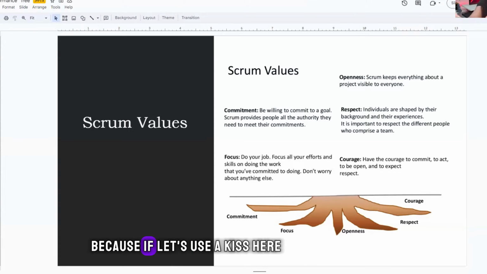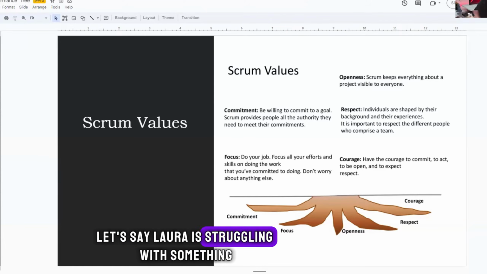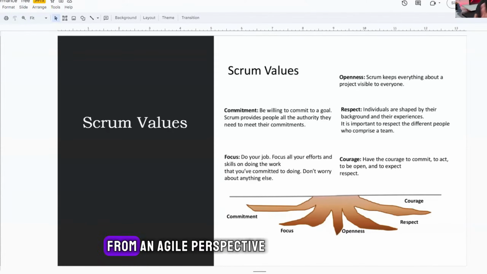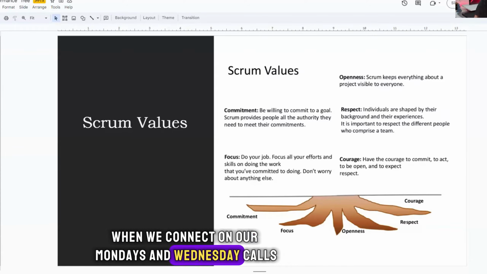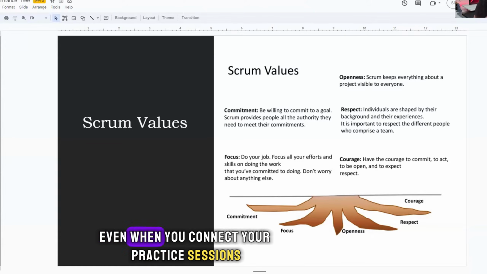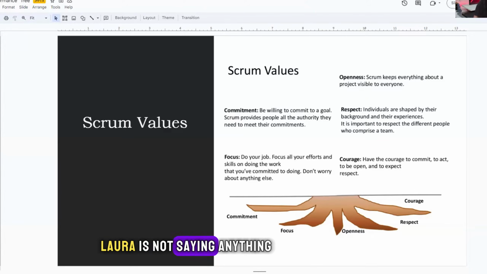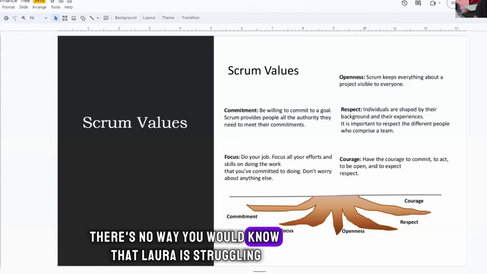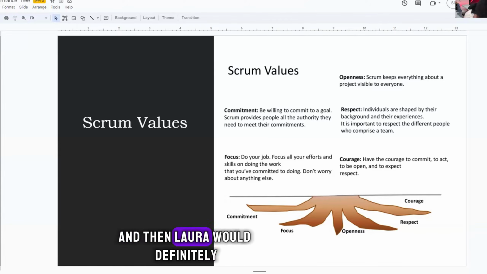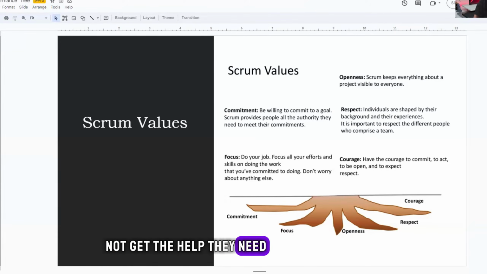Because let's use our case here, for example. Let's say Laura is struggling with something from an agile perspective, and Laura is not sharing that when we connect on our Monday and Wednesday calls. Even when you connect in your practice sessions, Laura is not saying anything. There's no way you would know that Laura is struggling, and Laura would definitely not get the help she needs. And then imagine that it's a team project you all are working on.